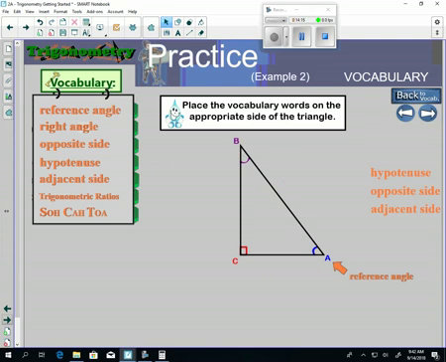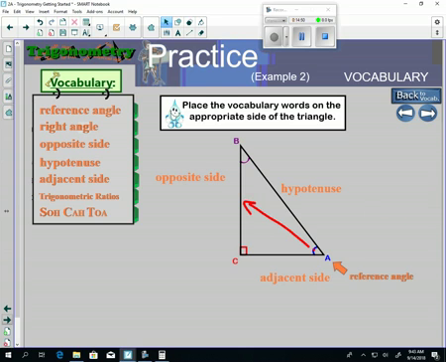Where am I going to put it here? Well, remember the right angle's here. I'm looking for the hypotenuse, so I put the hypotenuse right there. It's the longest side. This is my reference angle. A is the reference angle right now. So my opposite side would be over here. The opposite side to A is here. And then the last side, the side next to A, is adjacent, down here.